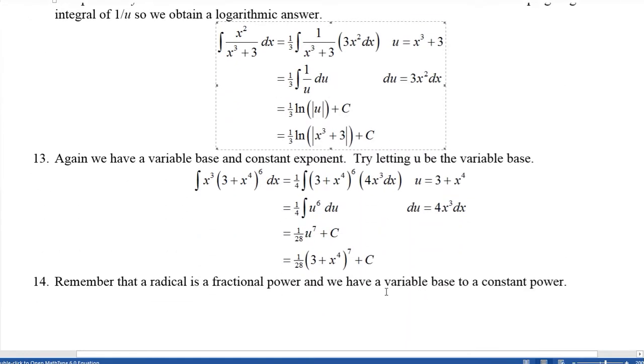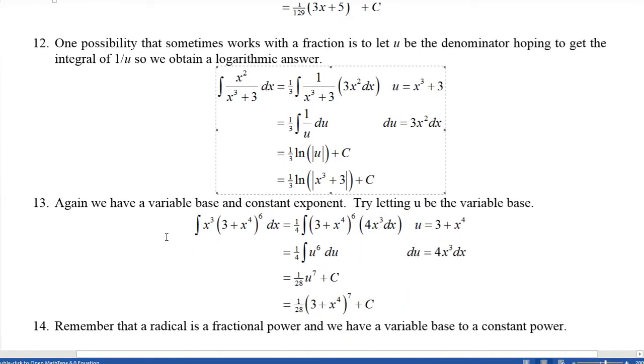Well, obviously, when you look at this, x cubed times (3 plus x to the 4th) to the 6th power, okay, that looks a little complicated. It's definitely not one of our basic rules right off the bat, so we need to do some kind of substitution. Again, one of our little tricks is that when we have a variable base and a constant exponent, one thing we can try is to let the variable base be u. Now, when I say try, I really mean that. Things have got to work out correctly on these substitutions.